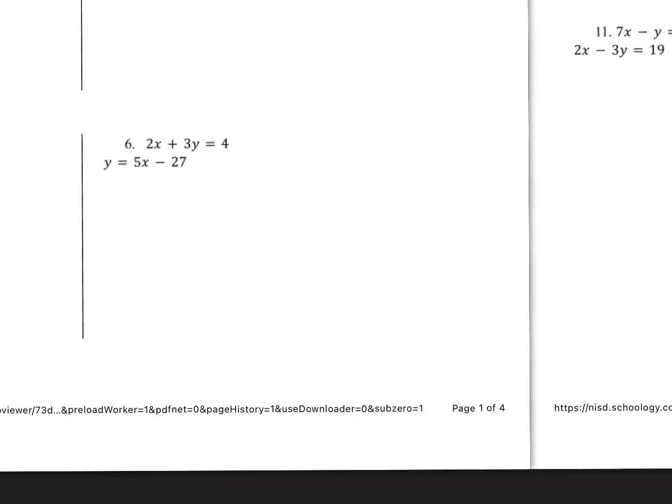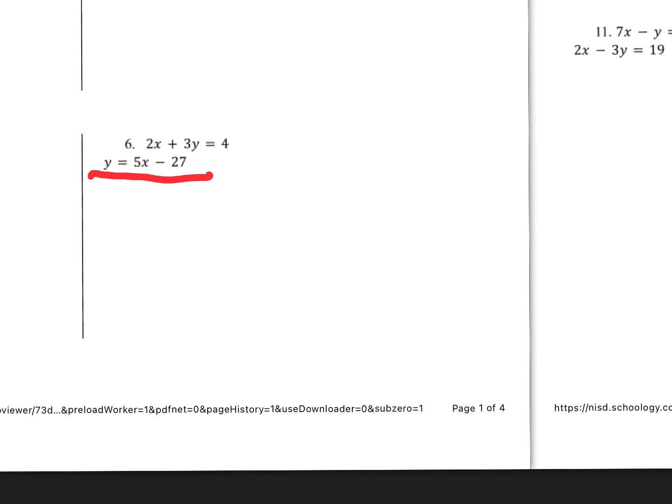Let me know. On our next problem, we are asked to solve this system by substitution. Now remember, with substitution, the first thing that we need to accomplish is to get one of our variables, either x or y, all by itself on one side of the equation. Looking at these two equations, do we have one that is already solved for x or y? Absolutely. We know from here that y equals 5x minus 27. It is already solved for y.